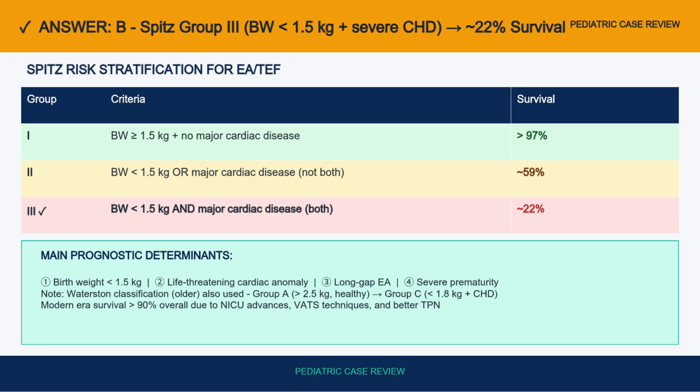Baby B qualifies for Group 3 because he has both a birth weight below 1.5 kilograms and severe congenital heart disease, which are the two most powerful independent risk factors in the Spitz classification. Spitz Group 1 includes infants weighing 1.5 kilograms or more with no major cardiac disease, and carries a survival greater than 97%. Group 2 includes infants with either low birth weight or major cardiac disease, but not both, with a survival of approximately 59%. Overall survival in the modern era exceeds 90% for Group 1 due to advances in neonatal intensive care, video-assisted thoracoscopic surgery techniques, and improved total parenteral nutrition support.